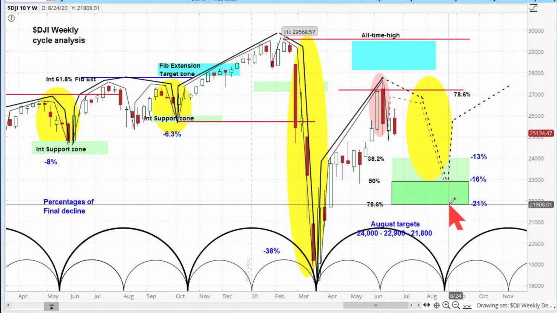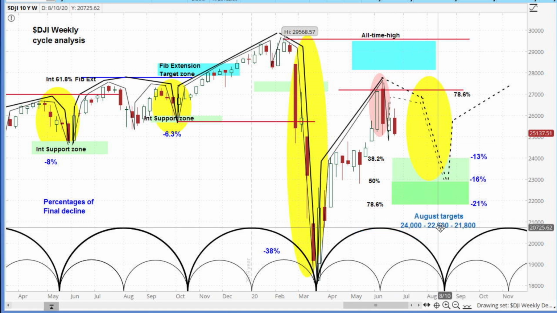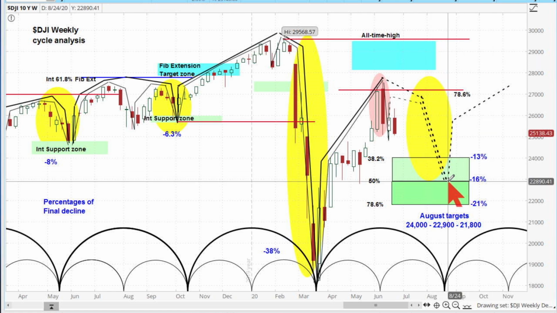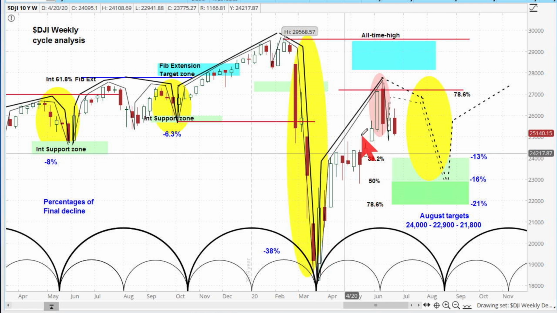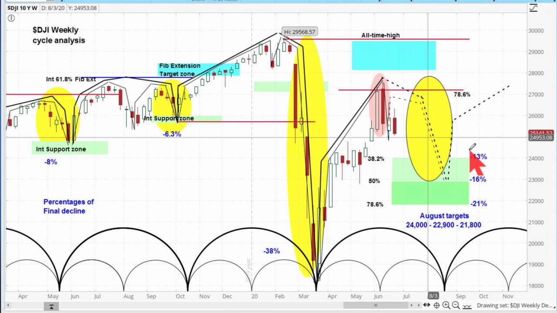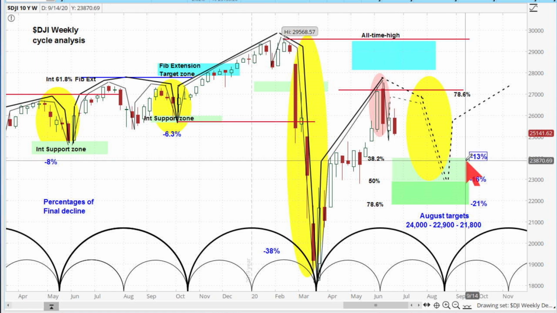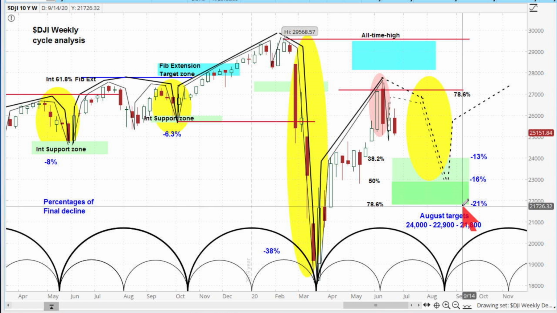So these August targets that you're looking at right over here are 24,000. Let me just move this over to where you can see it. 22,900 or 21,800 on the downside. To me, the highest probability is that center area, about 50% on the downside. That's the 50% retracement of this move that you see right over here. But it could stop at that 13% decline, which is a 38.2. So that's 24,000 on the Dow, 22,900, or 21,800.